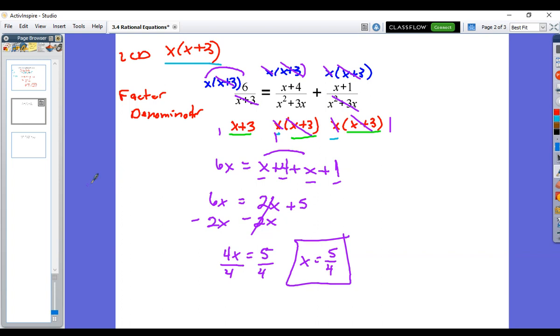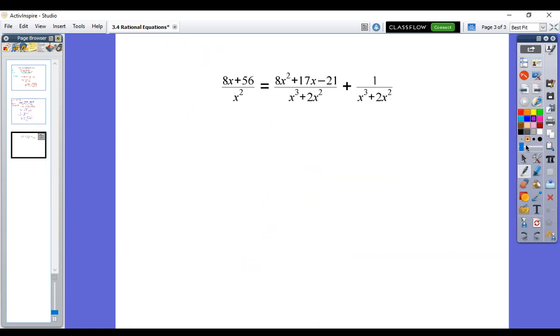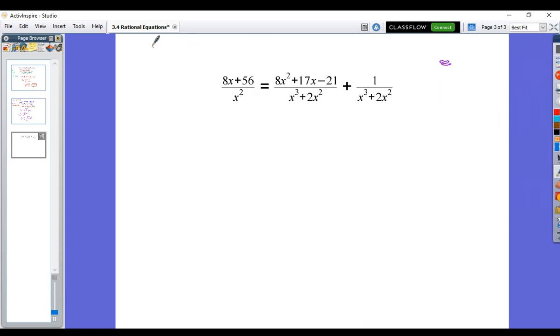Let's do one more as an example here. See how that looks. Something a little bit bigger, of course. Let me reduce this down a little bit more. Yeah, it looks a little better. All right, so same thing right here.